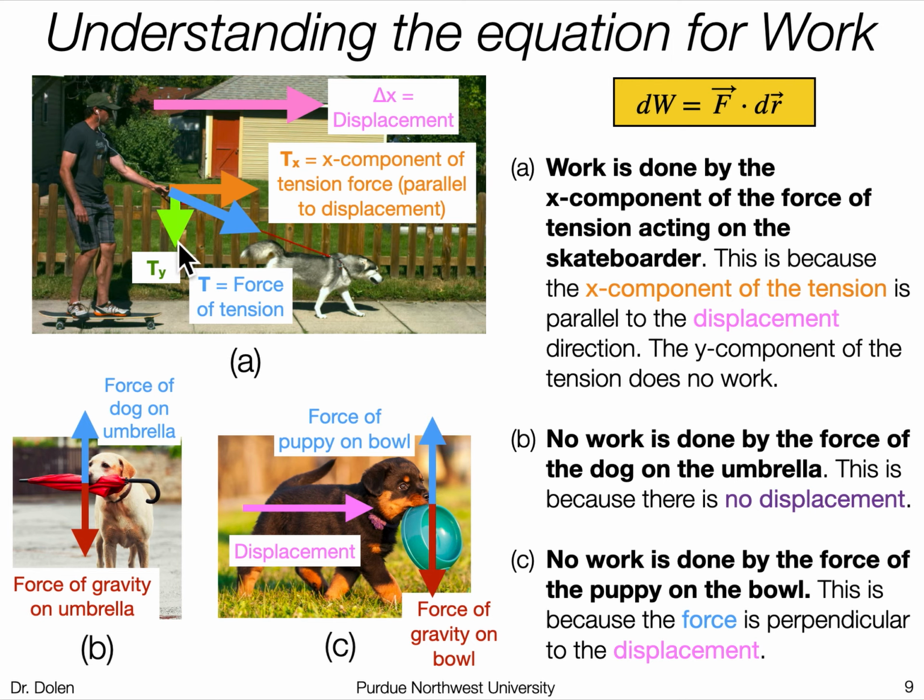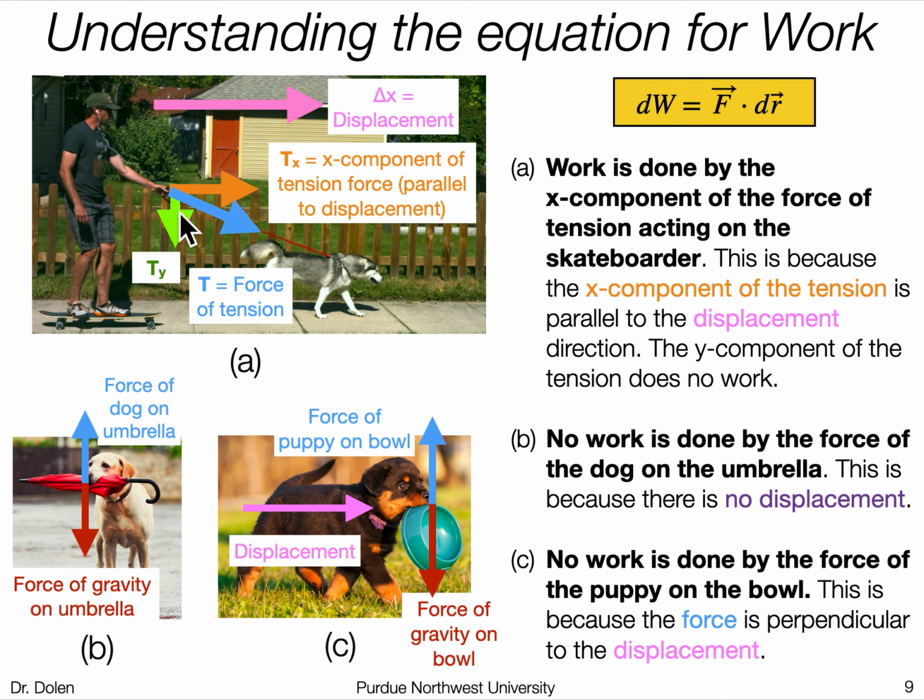And it's got tension, which is kind of pulling this person's hand down, but the person is kind of resisting that, right? So that hand isn't actually moving down. The skateboarder as a whole is moving in this direction. He has displacement to the right in the x direction. And so looking at this situation, this dog is doing work, right? The force of the dog on the skateboarder is doing work, but it's only the x component of that tension force which is doing work, right? That x component is parallel to the displacement. The x component is going to help move the skateboarder along. It's going to cause acceleration, for example, in the x direction.